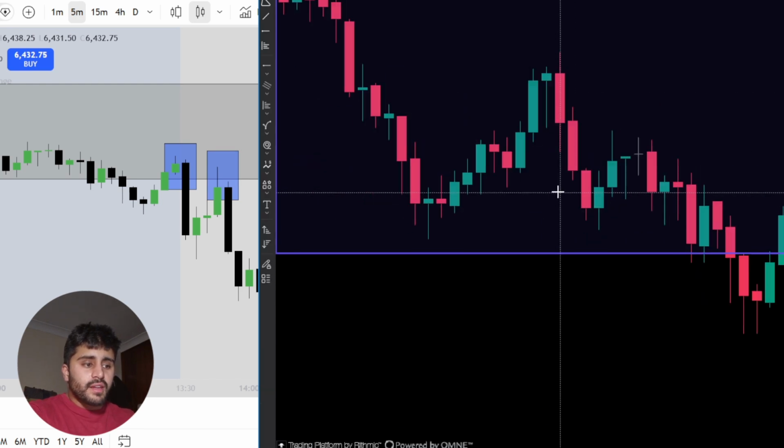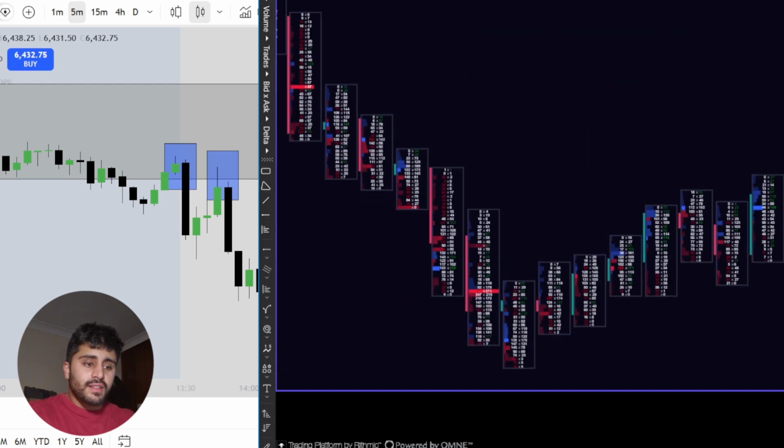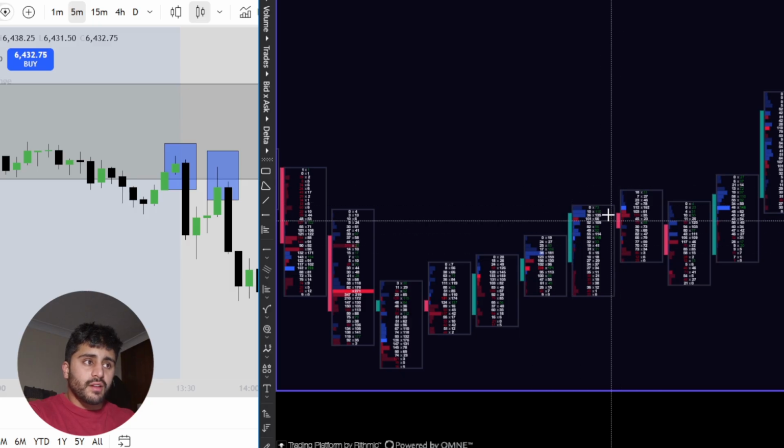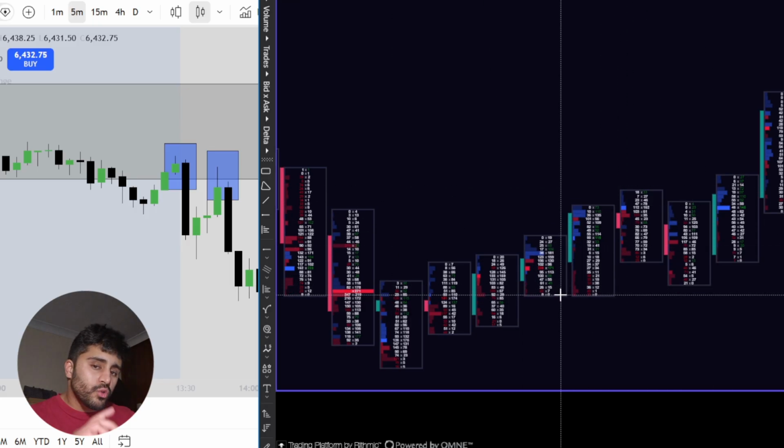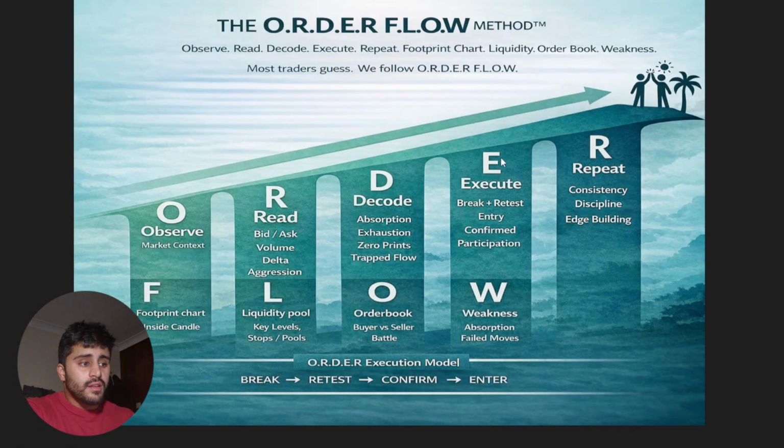So what we can see here, if we zoom in, is a lot of this blue delta inside the candles. Yes, we see red delta, but the thing to note when you're finding key levels is you want to see who is aggressive in the key level, and you want to start decoding it. That is the order flow method. So right now we are on the decoding, which helps us execute.